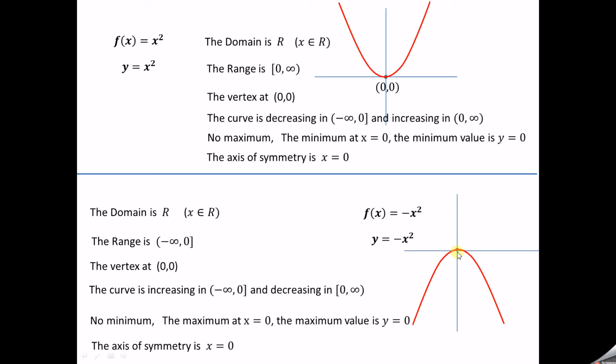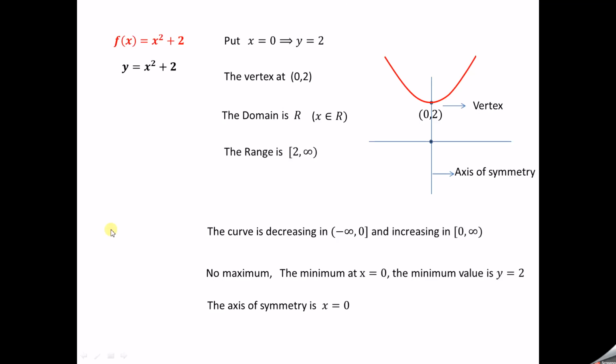This y value is 0 because this is the origin 0, 0. It is the maximum value here because the parabola opens downwards. It has no minimum, it has a maximum value, which is 0, and occurs when x is equal to 0. And the last point, the axis of symmetry. Just like the previous case, the curve is reflected on either side of the y-axis. This is the y-axis because this is the vertex 0, 0. What is the equation of the y-axis? x is equal to 0. Therefore, the axis of symmetry is x equal to 0.